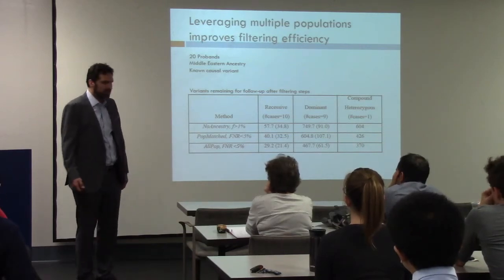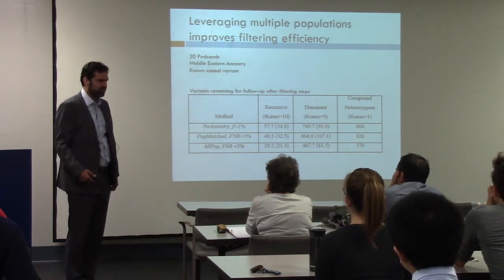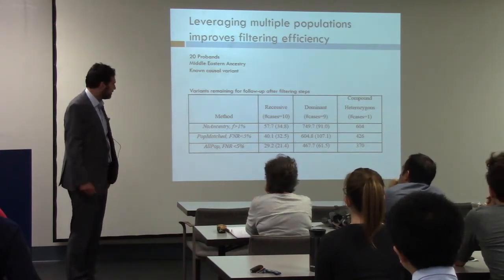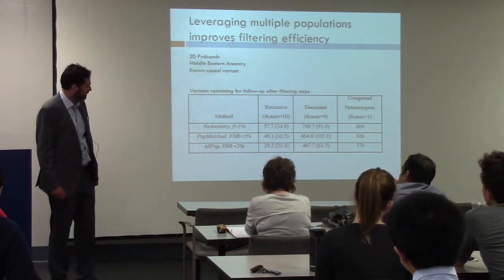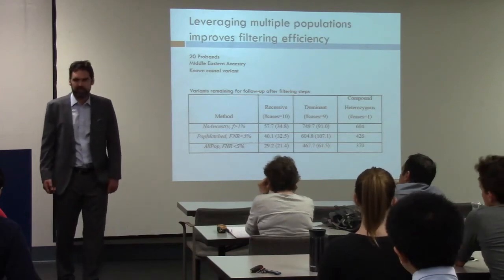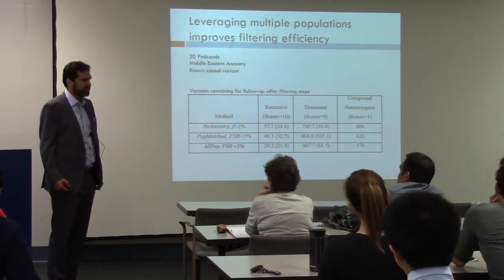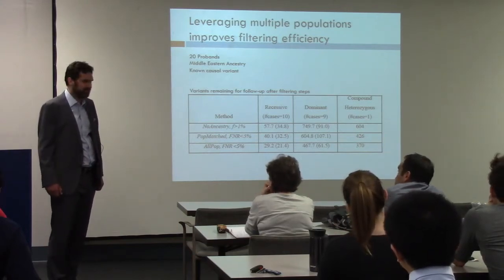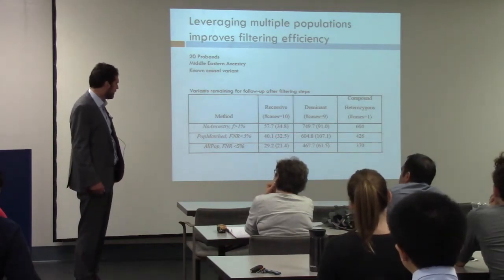However, when we look at all the populations that we have available and use this thresholding approach, what we see is that we can get all the way down to only 30 variants remaining for the recessives and about 450 for the dominant. So that's almost a 50% reduction in the amount of variants that need to be followed up on. And this can save a huge amount in terms of time and labor costs for researchers to identify which of these variants is actually the causal.